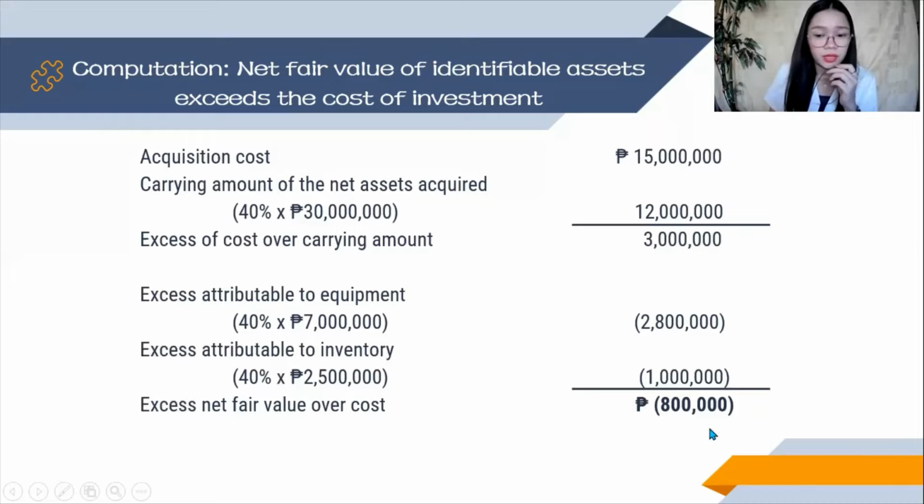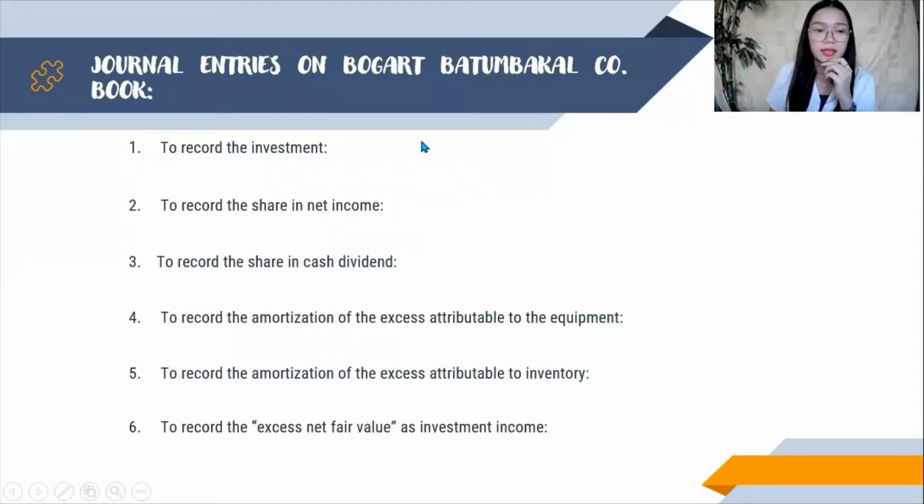So i-account natin itong 800,000 nito as our what? As our income. So ito yung mga journal entries natin to record. To record yung investment natin nung beginning nung current year, we debit investment in associate na 15 million and we credit cash na 15 million.